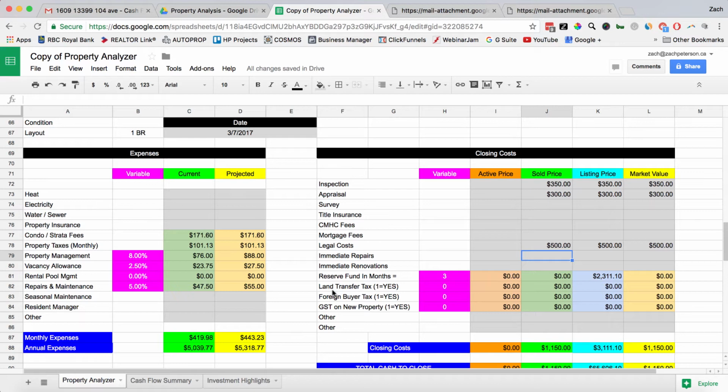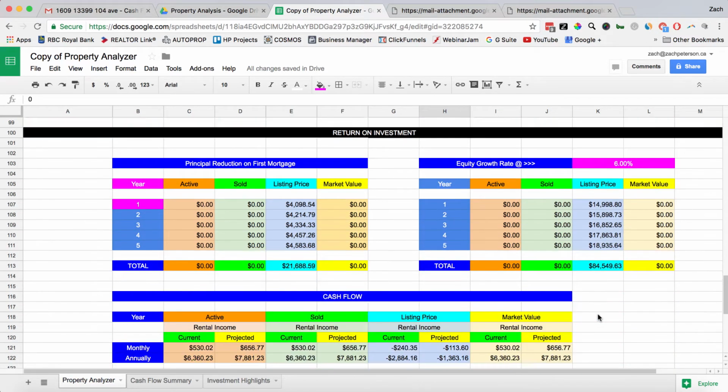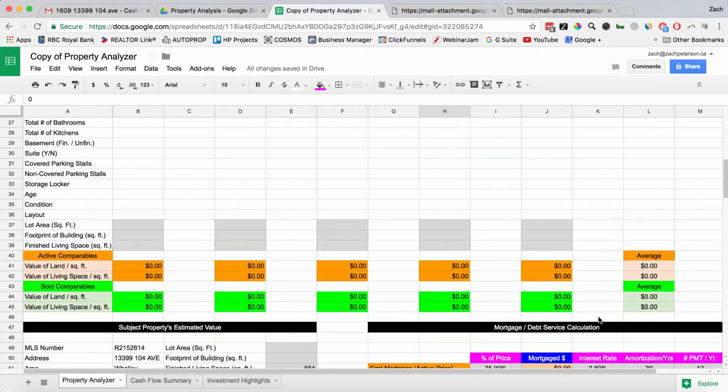Then if this is an older property, you're going to have to pay a land transfer tax. So 1 equals yes. So you put a 1 in there, and it calculates what the land transfer tax is going to be. If you're a foreign buyer, you put a 1 in here. And if this is a new property and you're going to be paying GST, then you put a 1 in there. Also, if you're going to be paying GST, there are different rebates that you can get, so just put a negative amount in the other cells. And then that's pretty much all the information you need from the subject property.